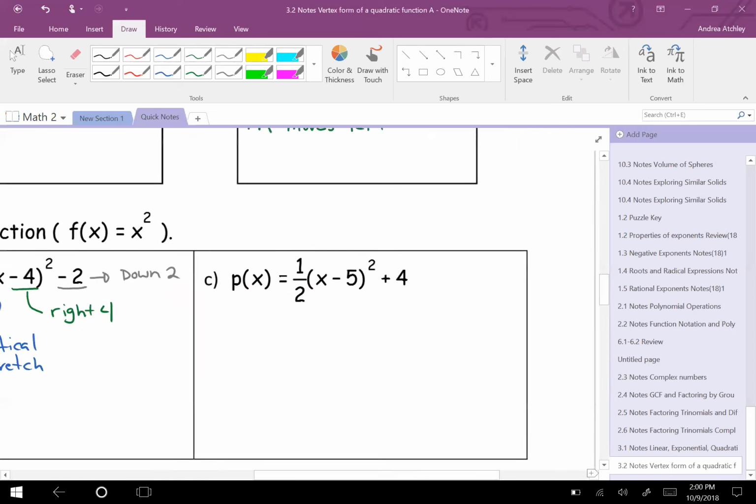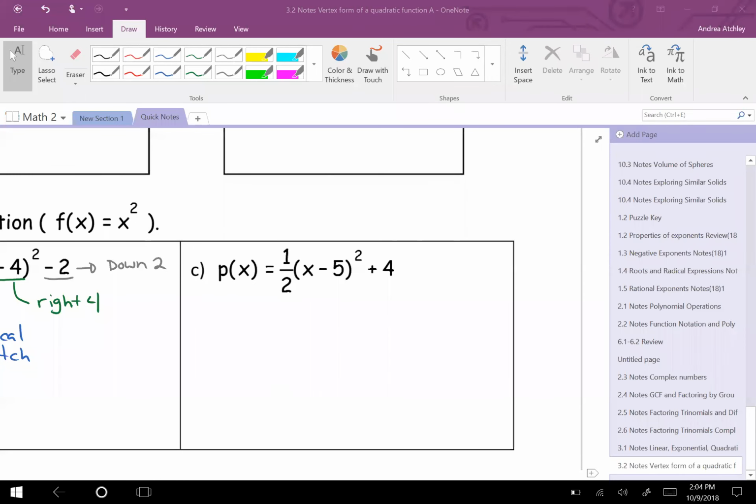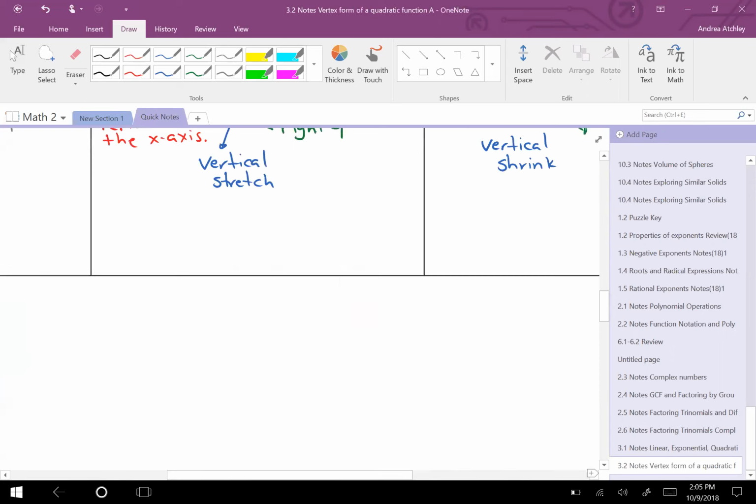Okay, I'm going to have you guys do C in your pairs. Okay, so the 1/2 is in between 0 and 1, so it's shrinking. It's a fraction, so this is a shrink, vertical shrink. Then the -5 is to the right 5. And the 4 is positive, so it's up 4. Any questions over that? Okay, so that's part of the homework. So it should be fairly easy. It's not difficult to follow along with that.